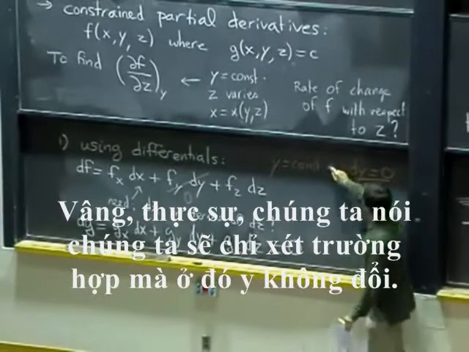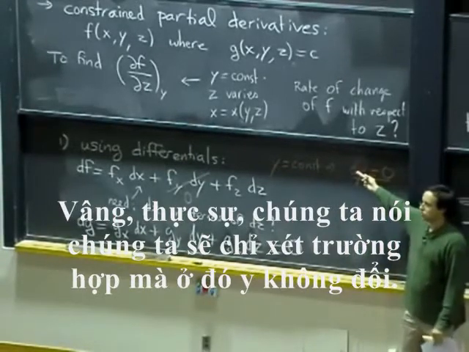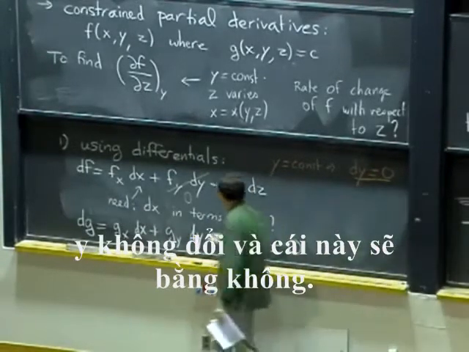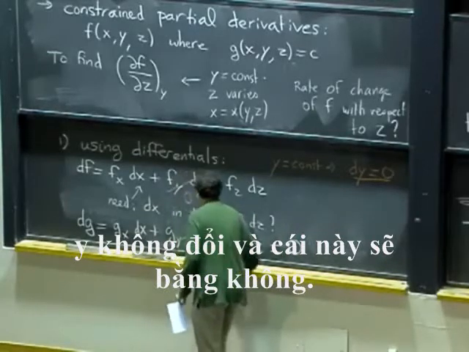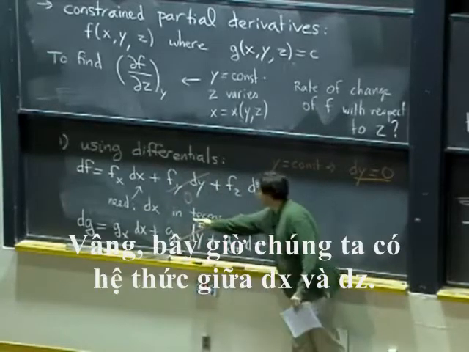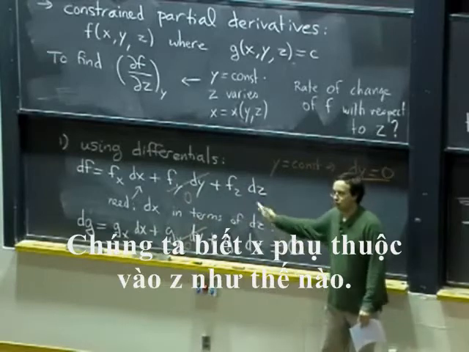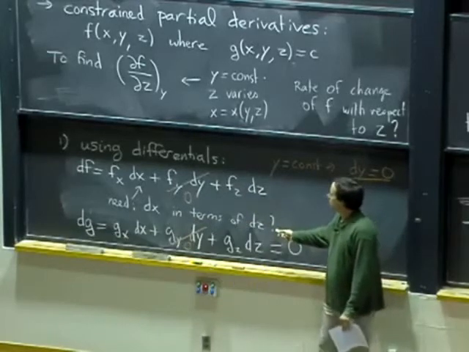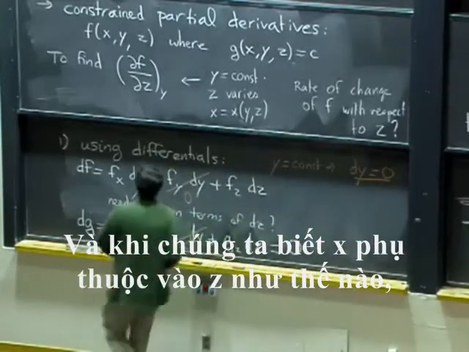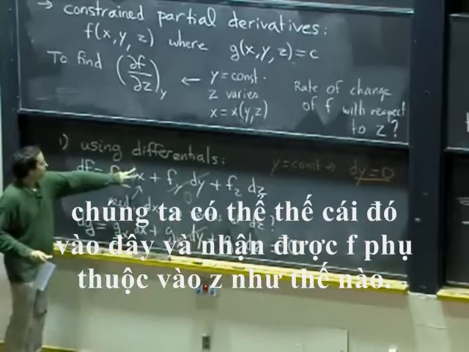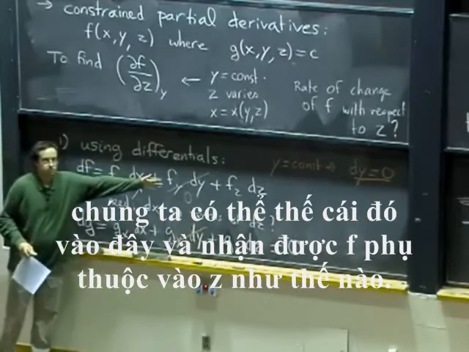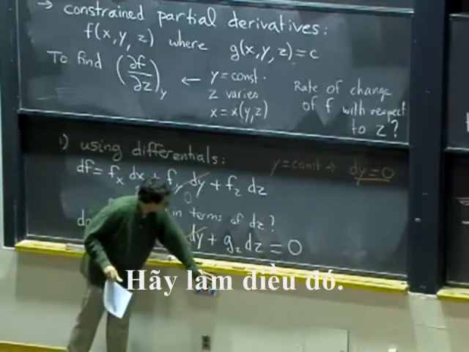Well, in fact, we said we are going to look only at the case where y is constant. So y doesn't change. This becomes 0. Well, now we have our relation between dx and dz. We know how x depends on z. And when we know how x depends on z, we can plug that into here and get how f depends on z. Okay, let's do that.